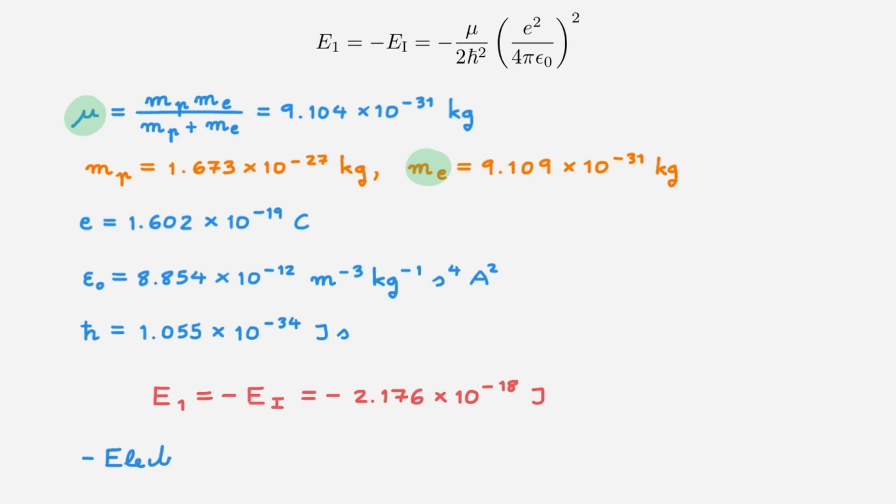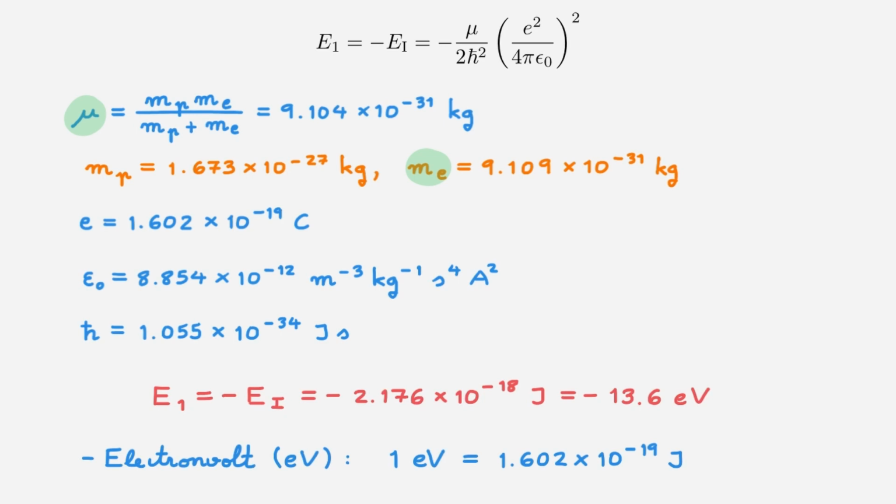Instead, we typically use the electron volt as the unit of energy, which is abbreviated as eV. 1 electron volt is defined as the kinetic energy gained by an electron in vacuum, starting from rest and accelerating through a potential difference of 1 volt. With this definition, 1 electron volt is equal to 1.602 times 10 to the minus 19 joules. And using this relation, we can convert the ground state energy of hydrogen to electron volts, obtaining a value of minus 13.6 electron volts.